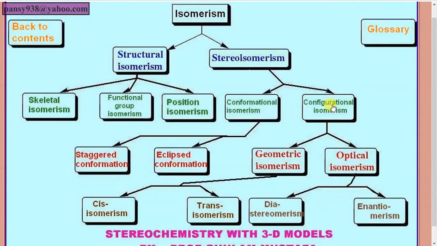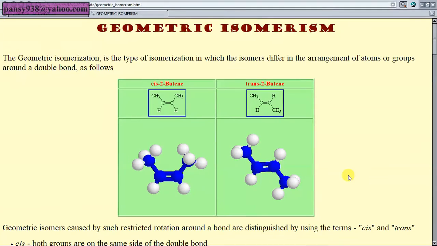Now come to configurational isomerism. Configurational isomerism is again divided into two types. One of them is geometrical isomerism and the second one is optical isomerism. Geometric isomerism is our topic today. Remember that geometric isomerism is the type of isomerism in which the isomers differ in the arrangement of atoms or groups around a double bond.